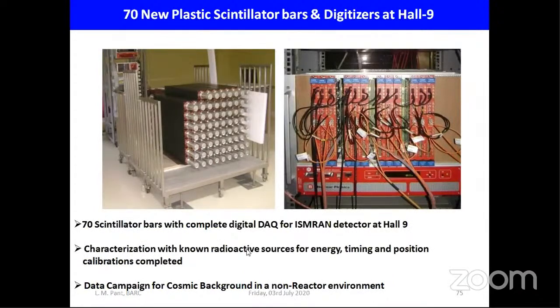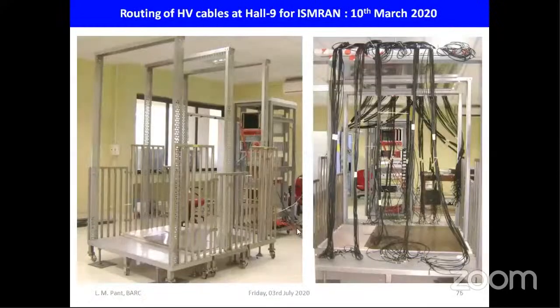Last year, we did get the supply of these 70 extra scintillators and the digitizers. So we are well equipped with all the material required to deploy it at a reactor, and all this characterization has been done. We were trying to first test the matrix of 9 by 10 in a non-reactor environment in Hall 9. Hall 9 is a separate place far away from the reactor in BARC. And it was just on 10th March, we were wrapping it up, and then the lockdown started. After that, we are held up at this point.